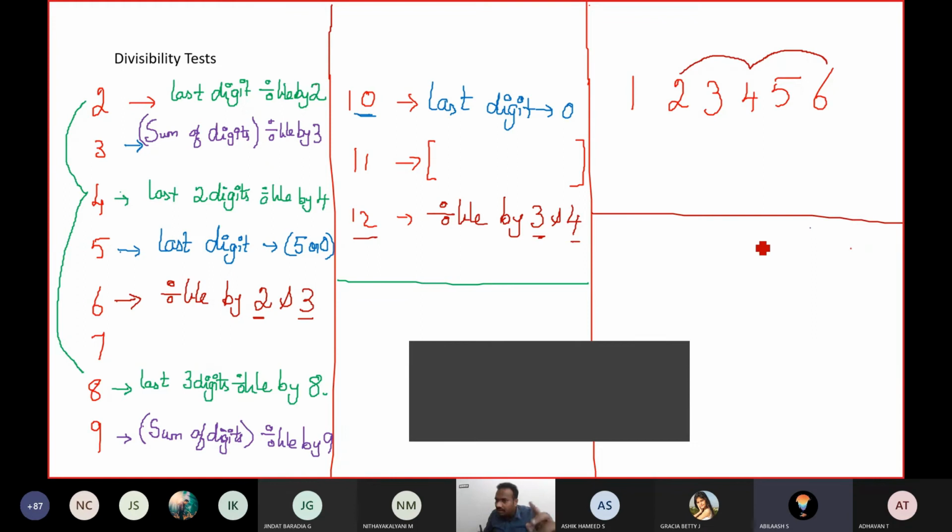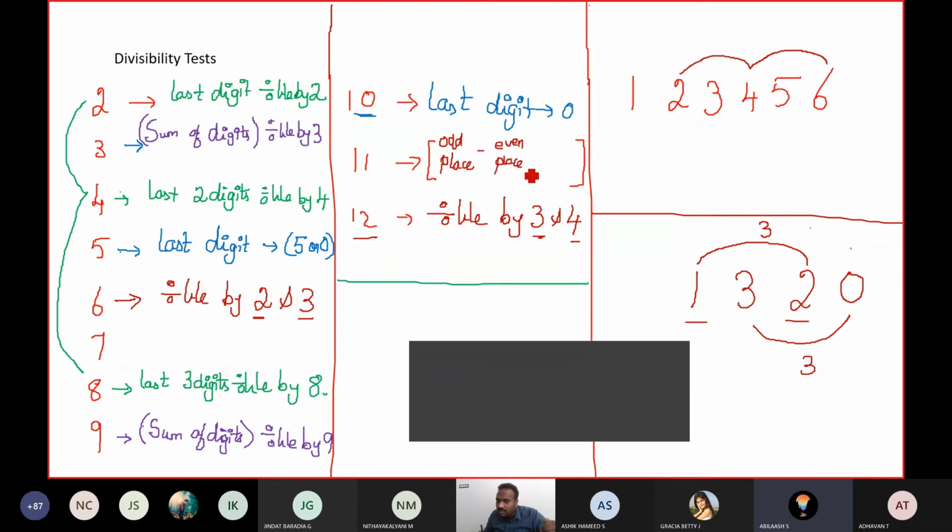For example, let's take a smaller number and then I'll explain it to you and then we'll move on to this number. For example, let's take 132. Sum of alternate digits. Okay, let me put it this way. If I add these two, I get 3. If I add these two, I get 3. So, odd places minus even places, the difference should be equal to 0 or a multiple of 11.